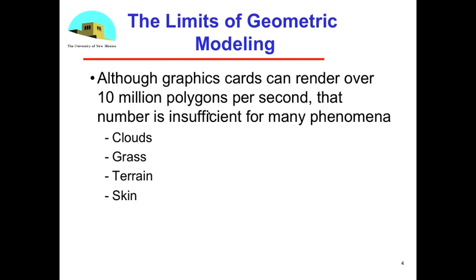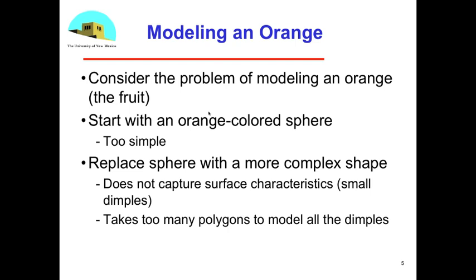Well, here's an example, and I'm going to come back to this example a couple of times. Suppose you have an orange. I mean, we all know what an orange is, and what it looks like. And suppose what I'm trying to do is model it.